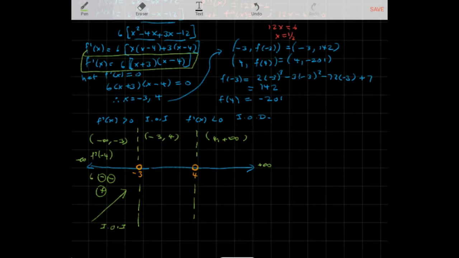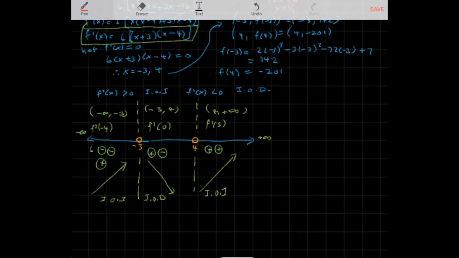Then we're going to look at -3 and 4. Let's do f prime of 0. Okay, f prime of 0, 0 plus 3 is positive, 0 minus 4 is negative, so we're going to have a negative here, so this is going to be decreasing, so this is an interval of decrease. And between 4 and positive infinity, I'm going to do f prime of 5. If you do f prime of 5, this is positive and positive. So you have two positives. So it's increasing this way, so this is an interval of increase, right? And these are our intervals of increase and decrease.